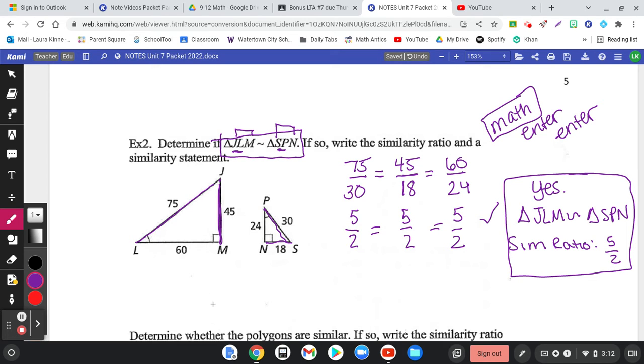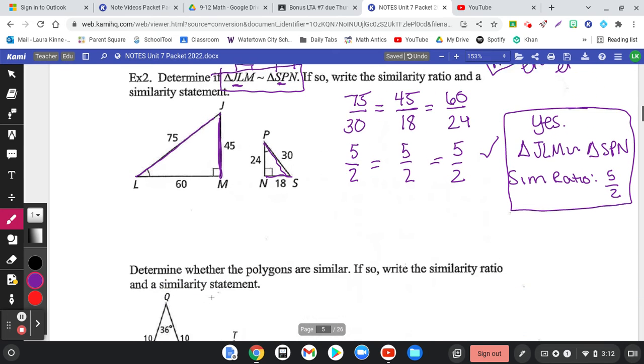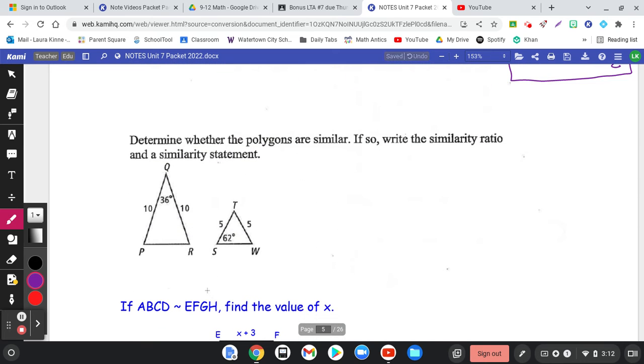All right, and that's all there is to it. You're really just matching sides. All right, last one. Feel free to pause it if you want to try this on your own. Determine whether the polygons are similar. If so, write the similarity ratio and a similarity statement.